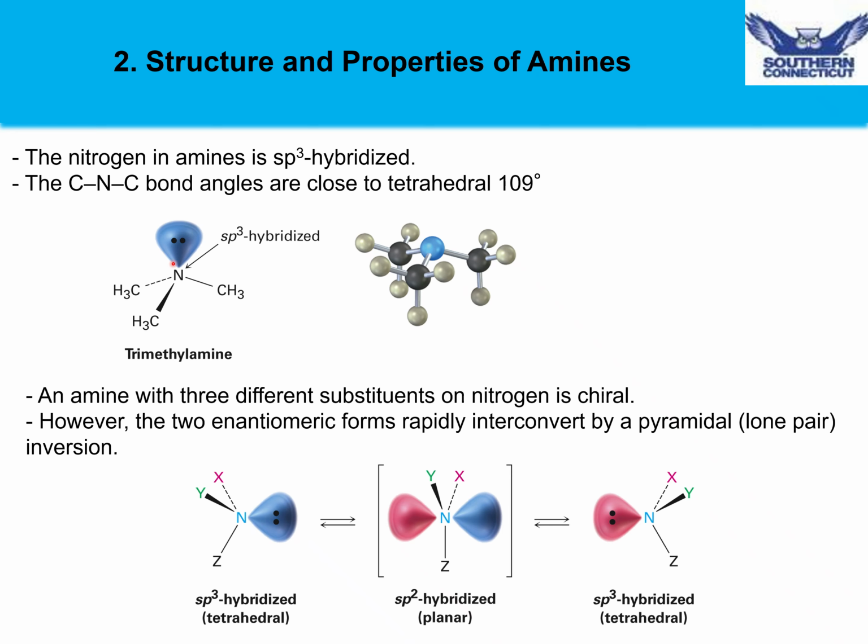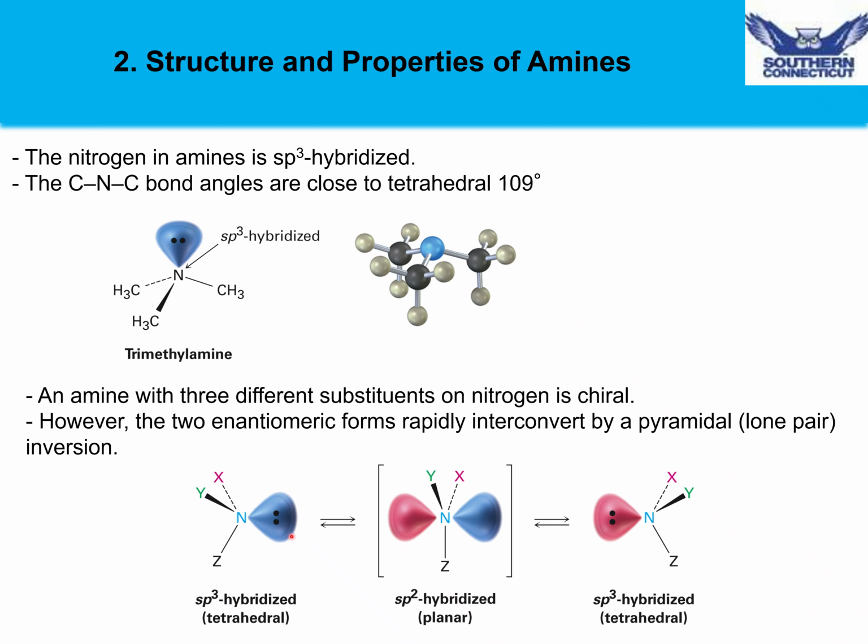An amine that has three different substituents on the nitrogen, for example, a methyl, a hydrogen, and an ethyl group, should theoretically be a chiral molecule. However, the two enantiomeric forms of that chiral molecule will rapidly interconvert through a process called lone pair inversion or pyramidal inversion. Here's an example of a theoretical molecule with a nitrogen that has three different groups.